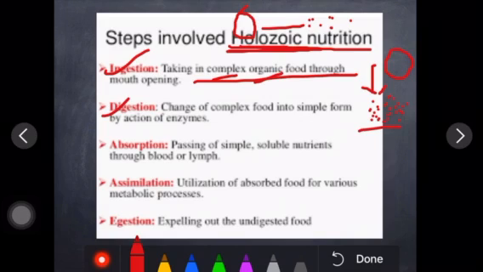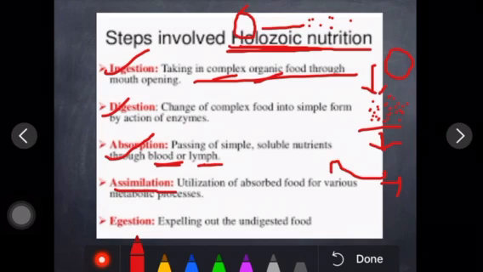Now this food is absorbed by the blood or lymph. Everyone knows about blood, the red colored fluid in the body, and the colorless fluid is called lymph. So this simple food is absorbed by the blood or lymph. This is called absorption. After absorption, the blood supplies it to the organs. The utilization of food is called assimilation, and the food which is not absorbed or assimilated is waste for us, so it gets expelled out from the body.